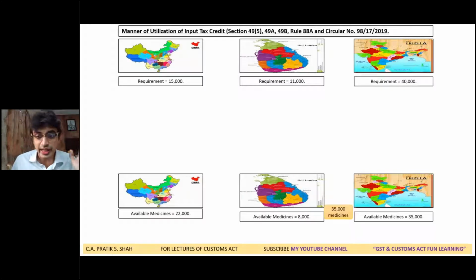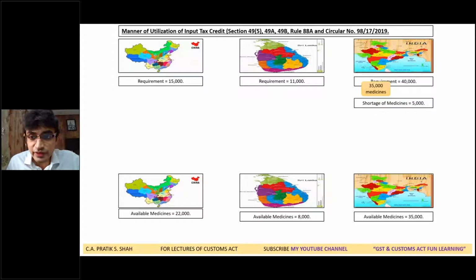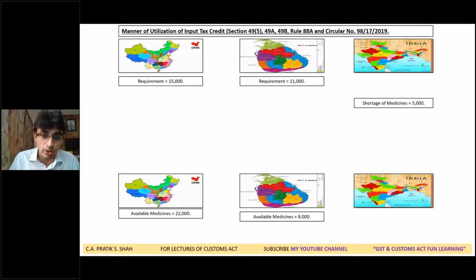First you will touch India. India, out of 40,000, had 35,000 available. Let us give that. Now India's medicines became 0 and still there is a shortage. Okay, now China. Step 1 is over. IGST ITC became 0. India's ITC became 0.